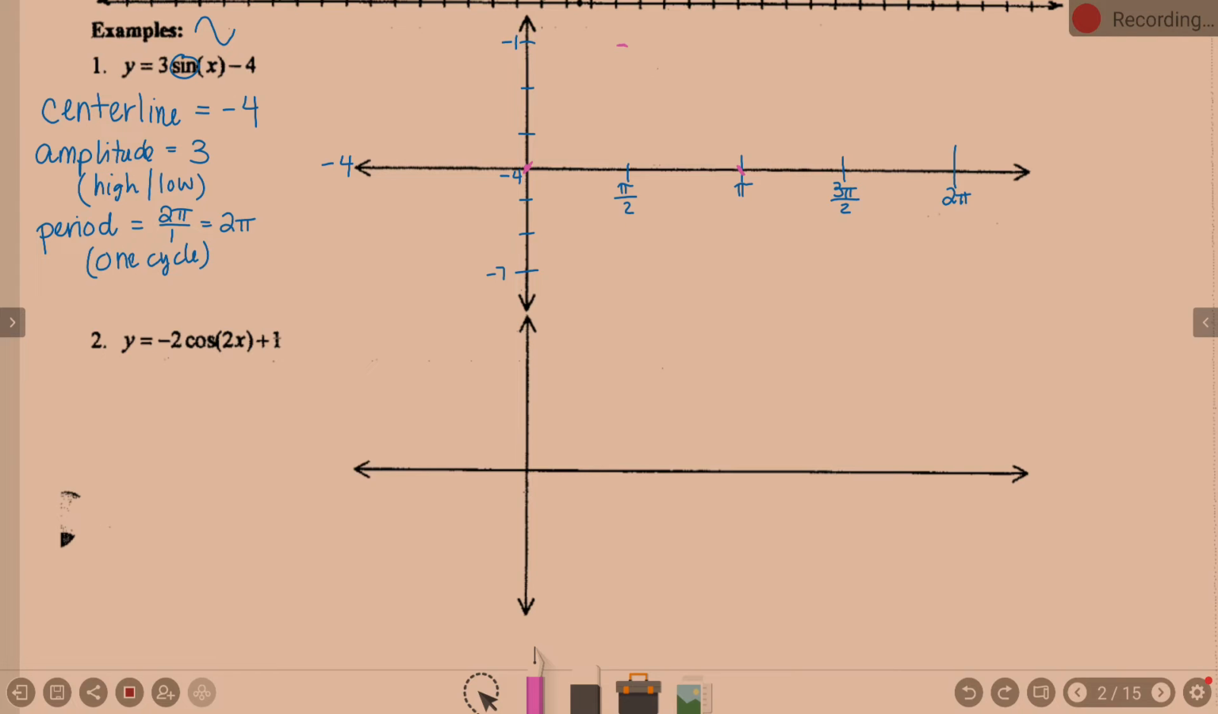And then three-quarters of the way through my cycle, it has a minimum. It has a valley. So that minimum is going to be below 3 pi over 2. And then at the end of the cycle, we're going to cross back through the x-axis.